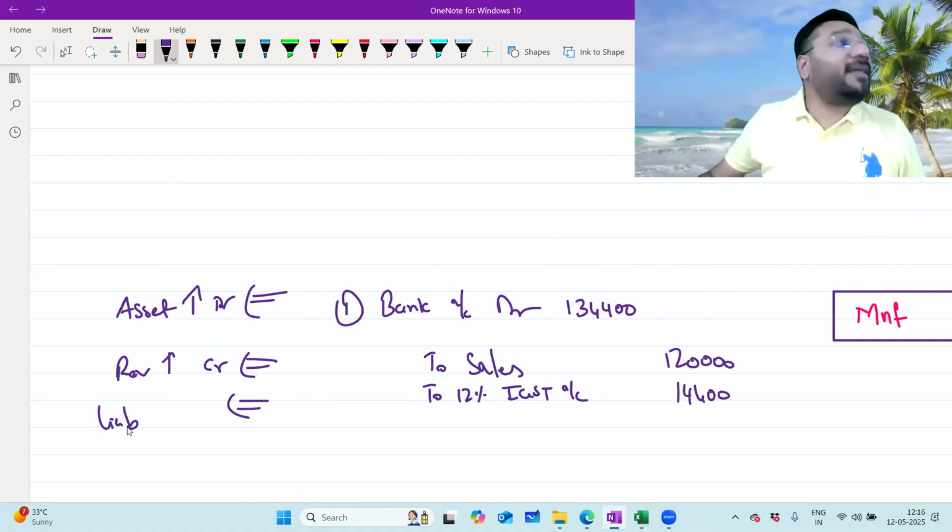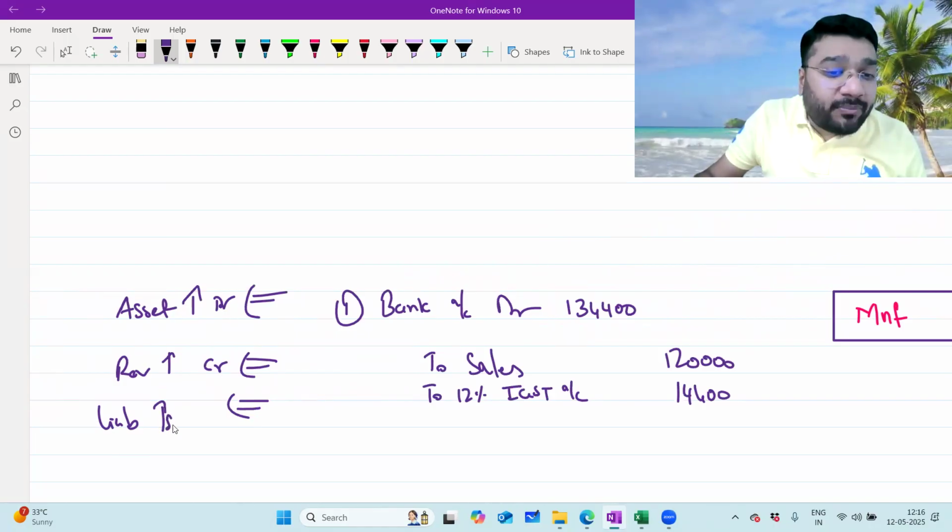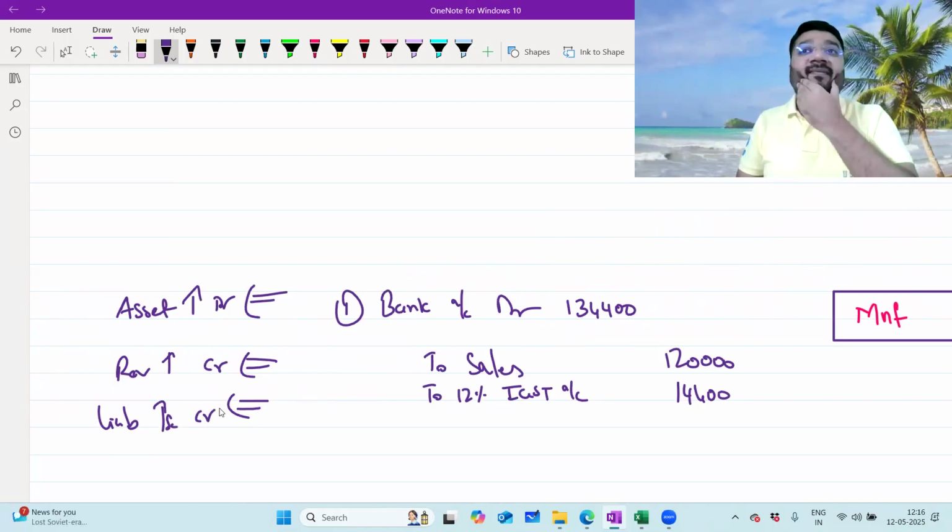And here, the more money I collect, the more is my liability which I have to pay to the GST department. So to increase my liability, what am I supposed to do? Credit.